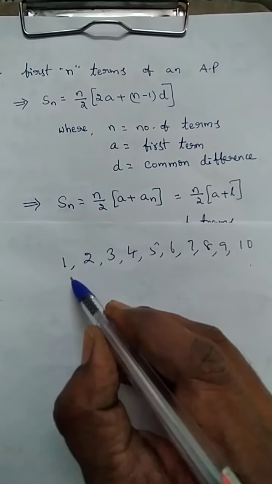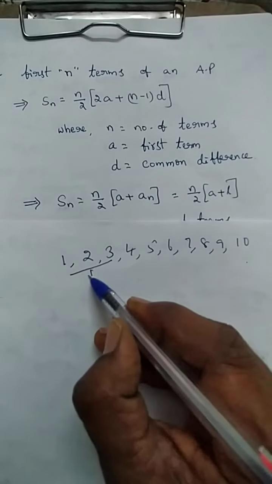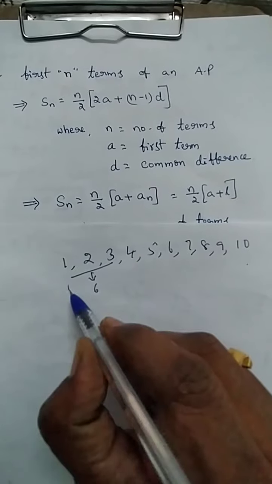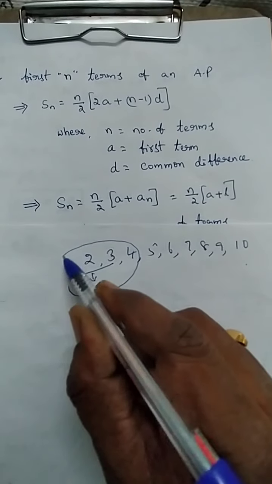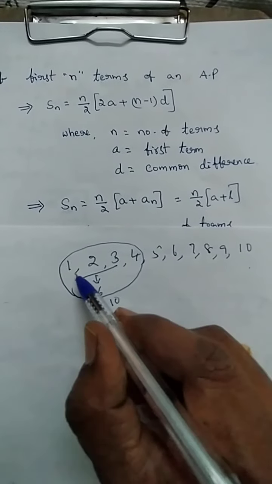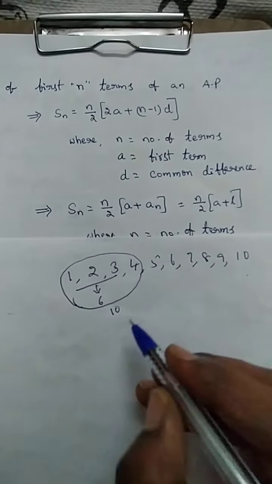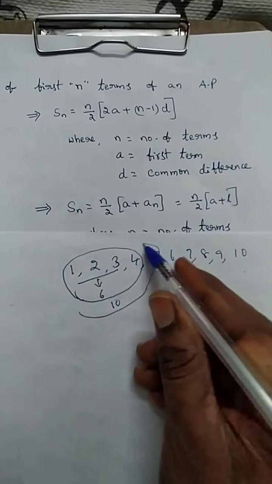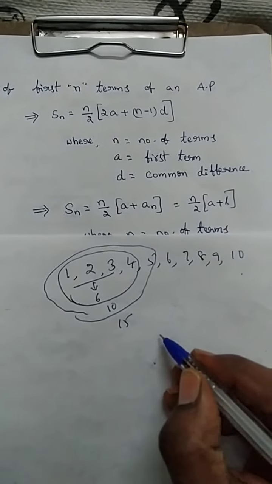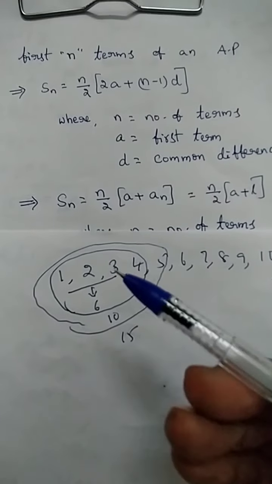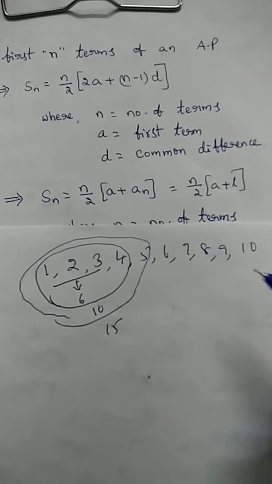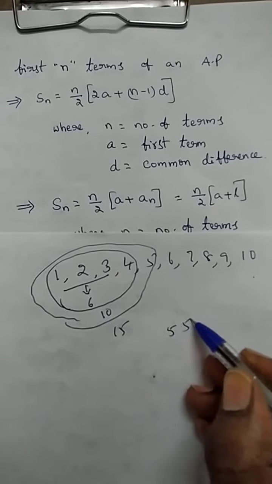Okay, the sum of the first three numbers, by adding them, the result is 6. By adding the first four numbers, the result is 10. How can you add? 1 plus 2 plus 3, then 1 plus 2 plus 3 plus 4, that is 10. Adding the first 5 numbers, the result is 15. For 10 numbers, 1 plus 2 is 3, 3 plus 3 is 6, 6 plus 4 is 10, 10 plus 5 is 15, 15 plus 6 is 21, and like that the result is 55.